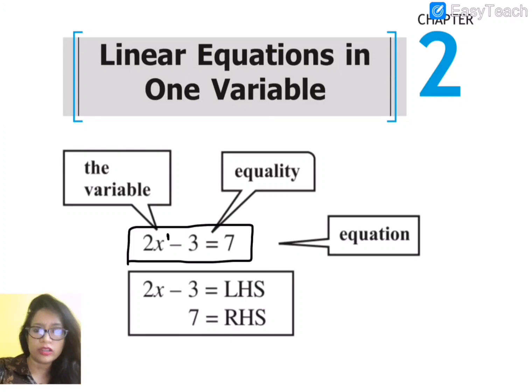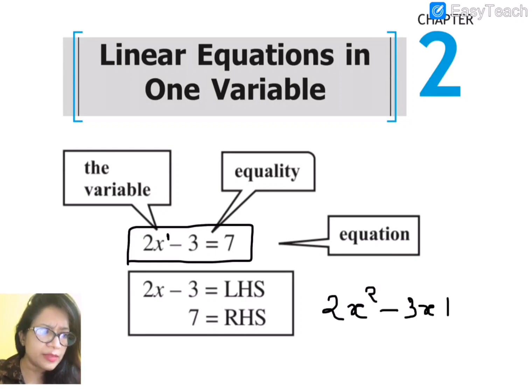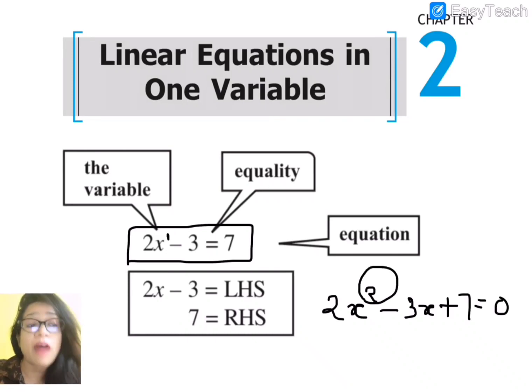Yeah, why not? The non-linear equation is something like that. If I would have written 2x square minus 3x plus 7 equal to 0, here the highest power of x is 2. So, this is an example of a nonlinear equation.